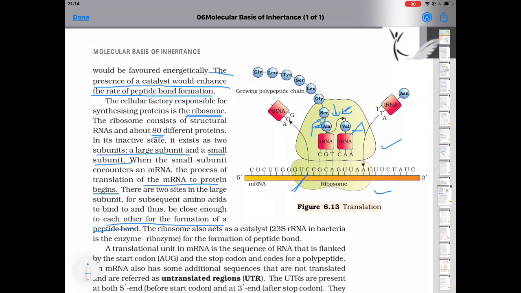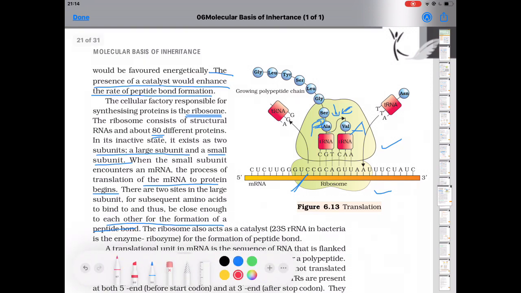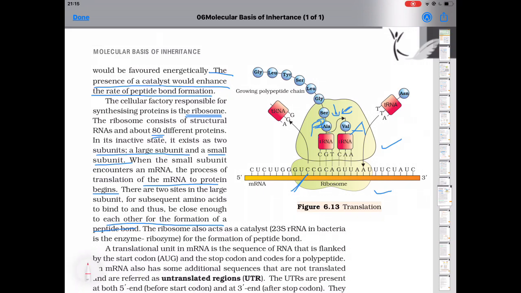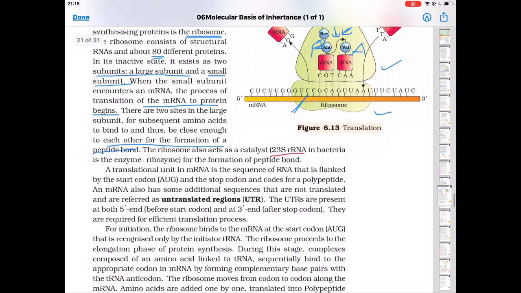In the diagram also they have shown between the alanine and valine. This arrow shows that they form the peptide bond because these amino acids are very close to each other. The ribosome also acts as catalyst. 23S rRNA in bacteria is the enzyme ribozyme for the formation of peptide bond.